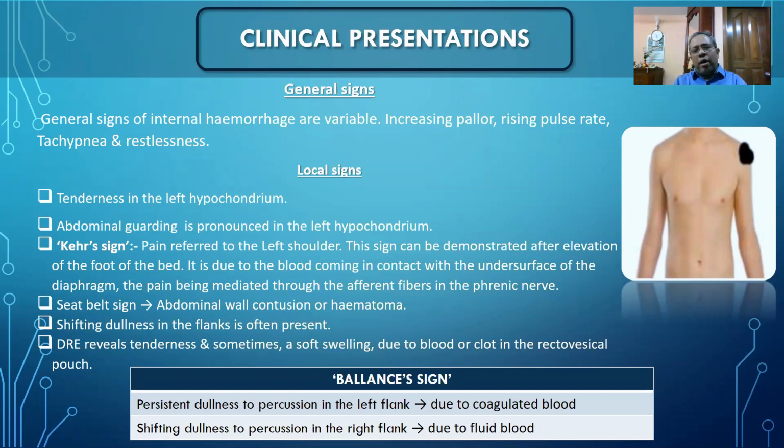Another one is called Balance's sign. That means persistent dullness to percussion on the left flank due to coagulated blood, and shifting dullness to percussion on the right flank. After some time, if you change the posture and percuss from left to right, the dullness shifts to the right. It is due to liquid, fluid blood. That means the blood which clotted to some extent becomes lysed due to the peristalsis of the intestine. So the lysed blood becomes liquefied and passes throughout the peritoneal cavity. For that reason, the shifting dullness is present.